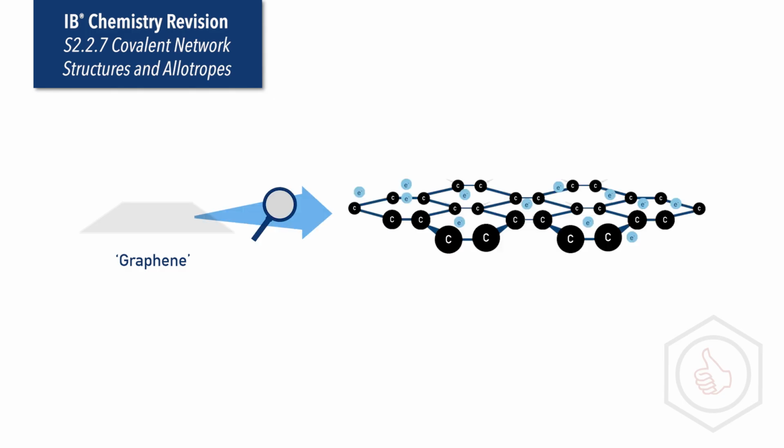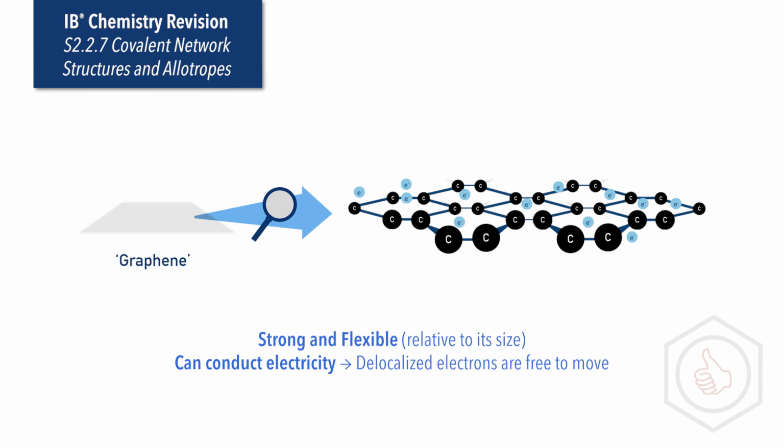Graphene is another allotrope of carbon that exists as a single layer of graphite. It is 1 atom thick, with each carbon atom covalently bonded to 3 other carbon atoms, with delocalized electrons. As a result, for its size, it's extremely strong and flexible, and an excellent conductor of electricity due to the delocalized electrons being free to move.